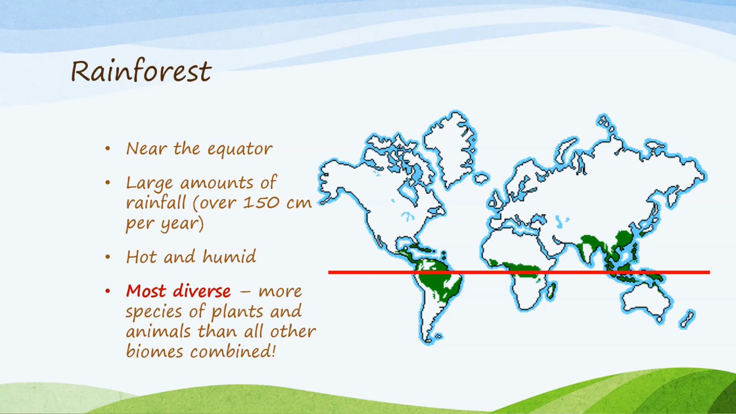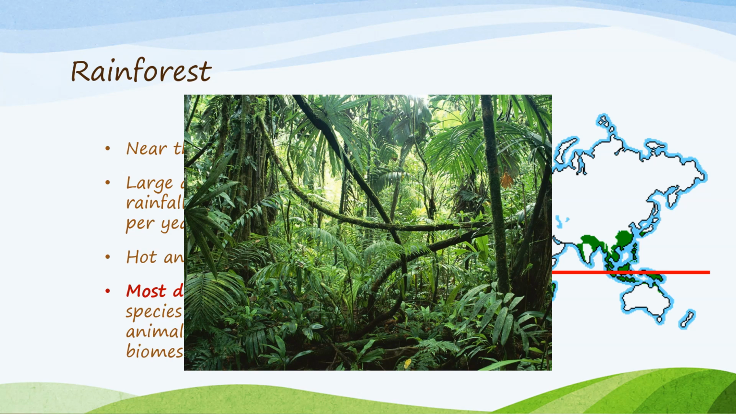And also, rainforests are the most diverse of the land biomes. This means that they have more species of plants and animals than all other biomes combined. There are lots of different types of plants and animals that live in rainforests. Rainforests often look somewhat like this. There are lots of plants, especially things that are very viney. There are lots of tall trees, and not pictured, there are lots of different animals and things like bugs and monkeys and all sorts of awesome stuff.